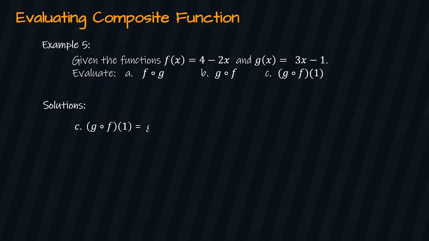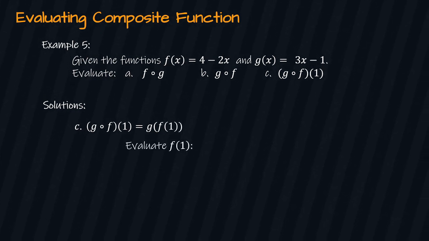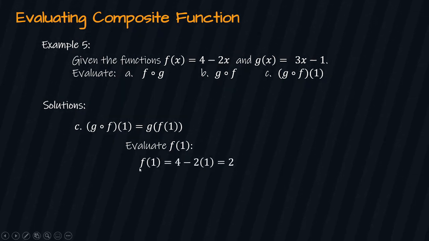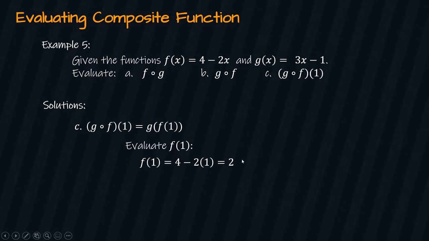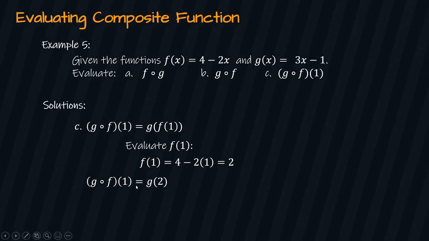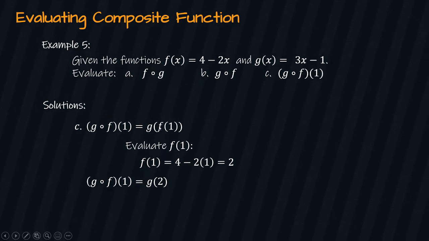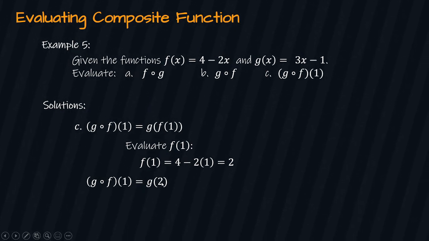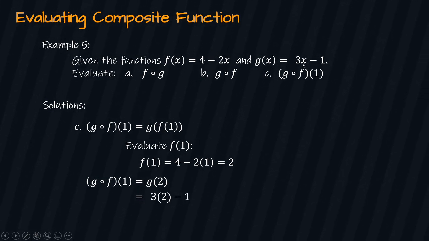So for c, we have g circle f of 1, or g of f of 1. So we first evaluate f of 1. So that is, f of 1 is equals to 4 minus 2 times 1 is equals to 2. Then we proceed to g circle f of 1, which is equal to g of 2. So we have f of 1 is equal to 2, then we have g of 2. We substitute the value of 2 to 3x minus 1. We have g circle f of 1 is equals to 5.